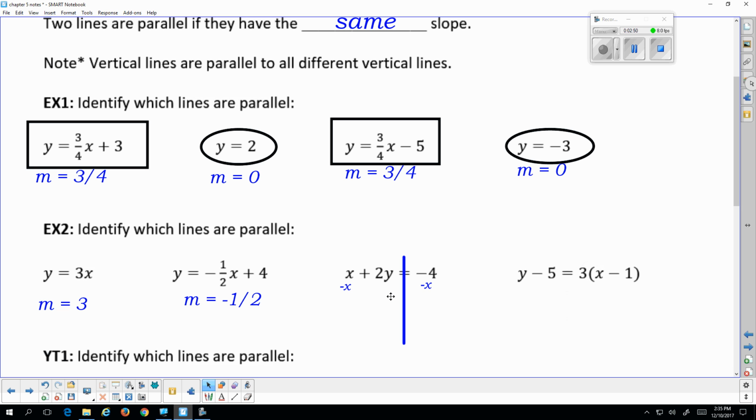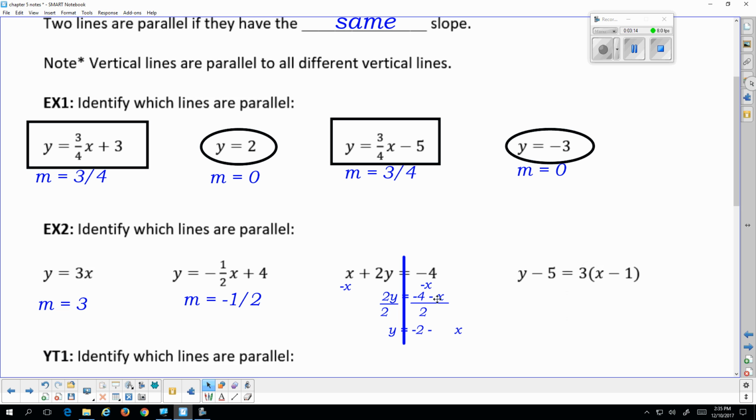And then what will that give us? That will give us 2y equals -4 minus x. And now what do I do to solve the equation? I'm going to divide both sides by 2. And what we get is y equals -4 divided by 2 is what? And then -x divided by 2.